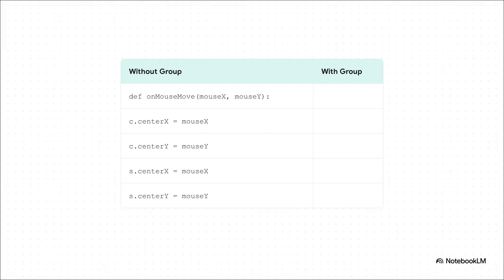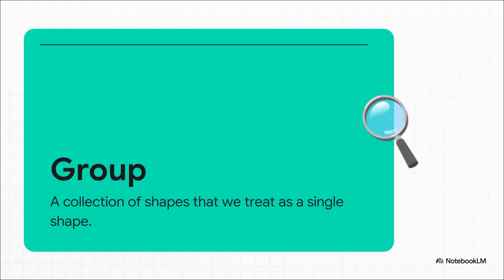Let's actually peek at the code for that. So inside our onMoveMove function, and remember, that's the code that runs every single time your mouse budges, we've got 4 lines of code. 2 lines to update the circle's position, and then 2 more lines to do the exact same thing for the star. See that pattern? It's so repetitive. This is exactly the kind of thing that makes code a headache to manage. So, how do we fix this?